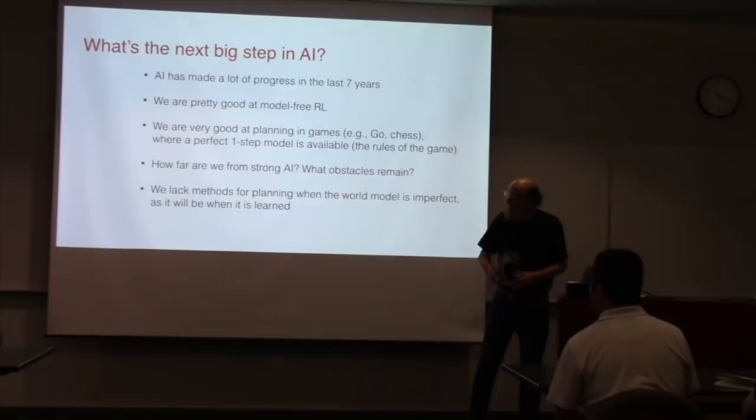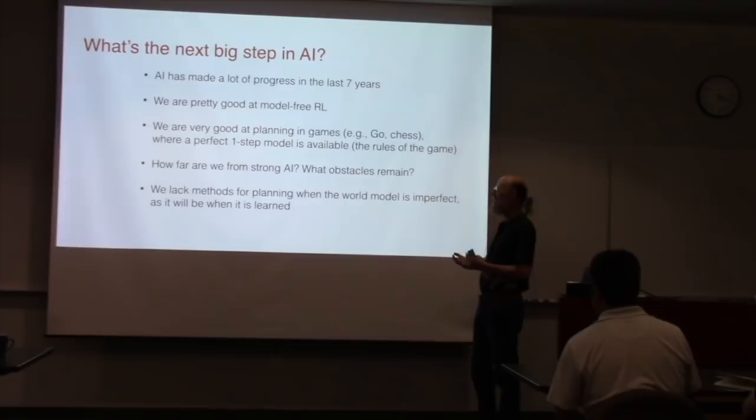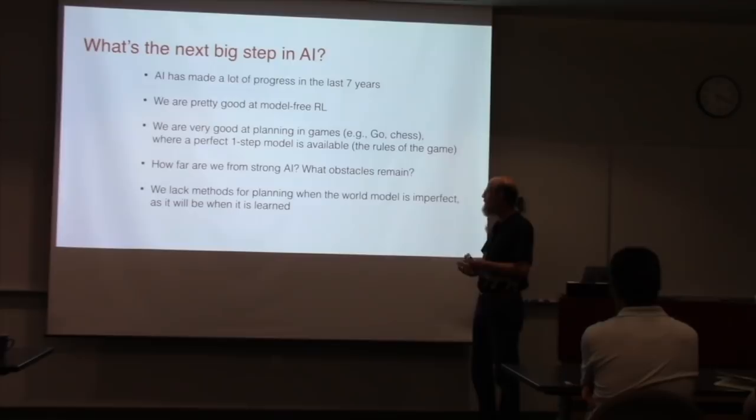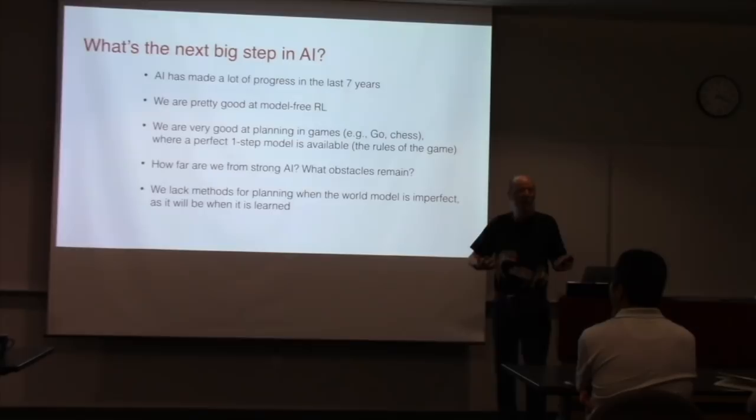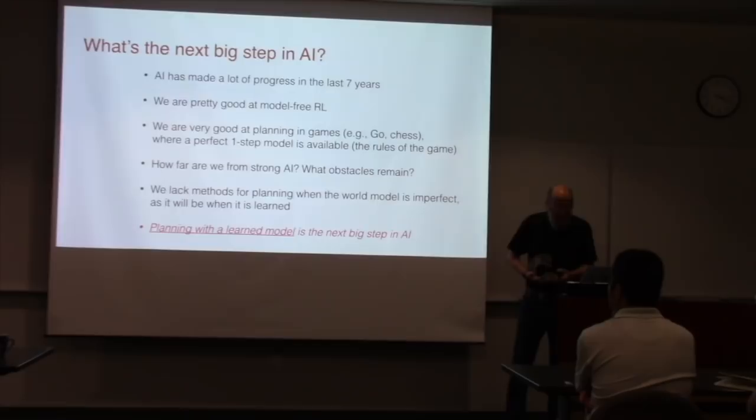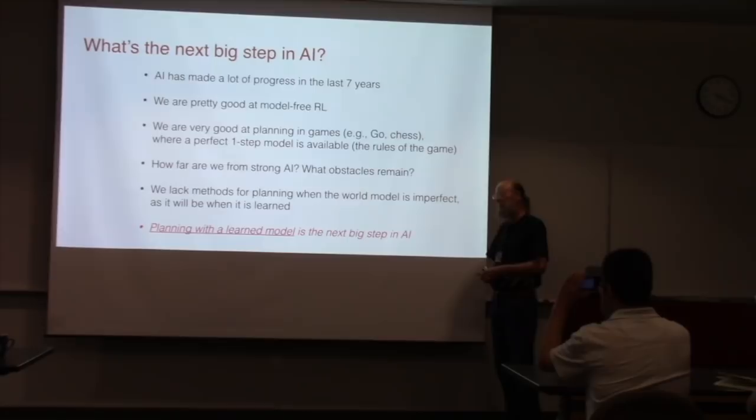How far have we come? Do we have the singularity? Obviously, no. What's missing? So I'm going to present the point of view of what we lack: our methods for planning when the world model is imperfect. That is, when it is learned, and of course that's the real case. We learn about the world, and then we have to decide about it. That's the idea. Planning with a learned model, in a five-word phrase, is what the next big step in AI is. Okay. So I'm going to talk about this and say what I can in 20 minutes about it.